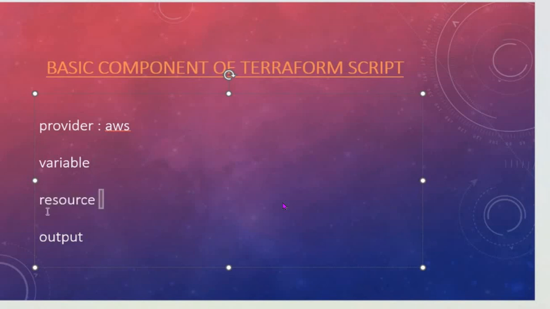And the resource block is the main block that is used to create our infrastructure, which is called resources in the Terraform script language. And the output is a block for what we want to display on our terminal, like a URL or endpoint, hit point URLs, or the ARN of any service resources that we are creating. This is the basic structure of a Terraform script.